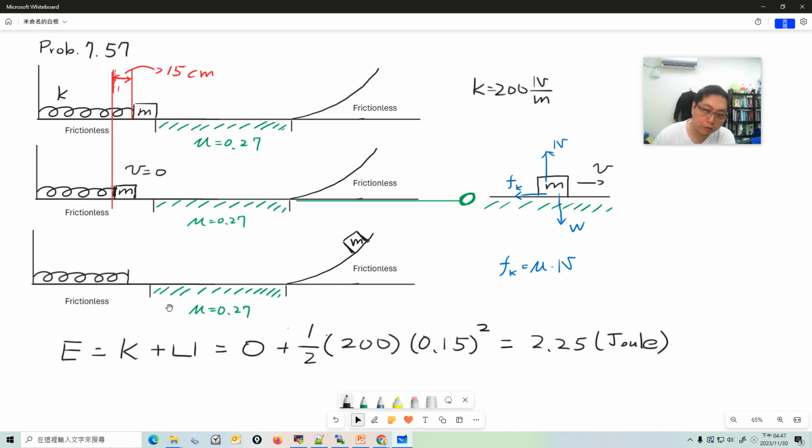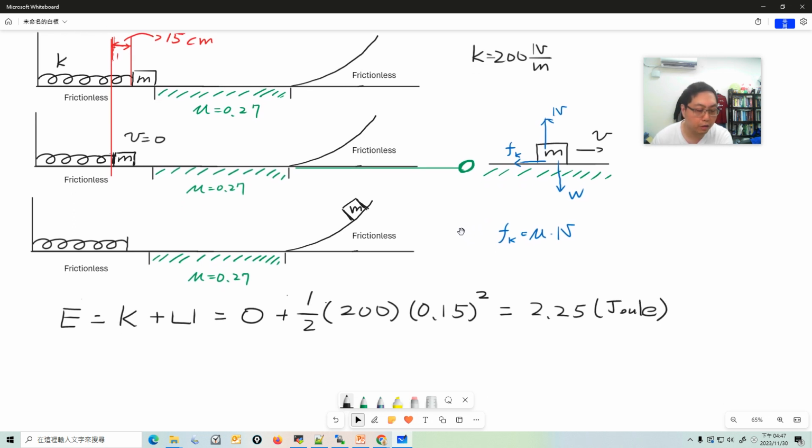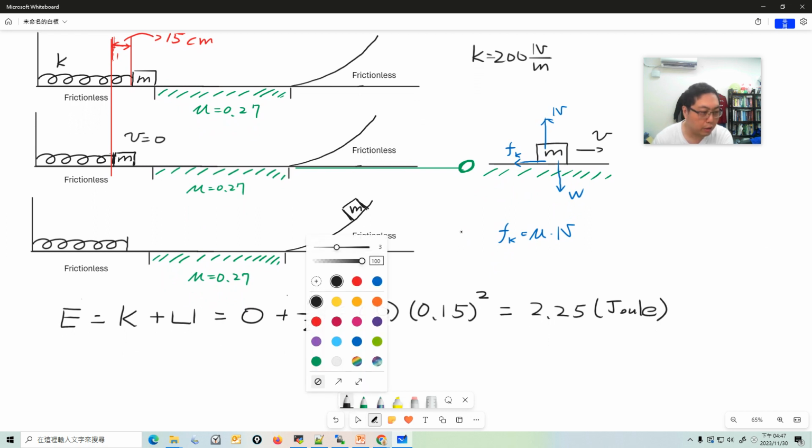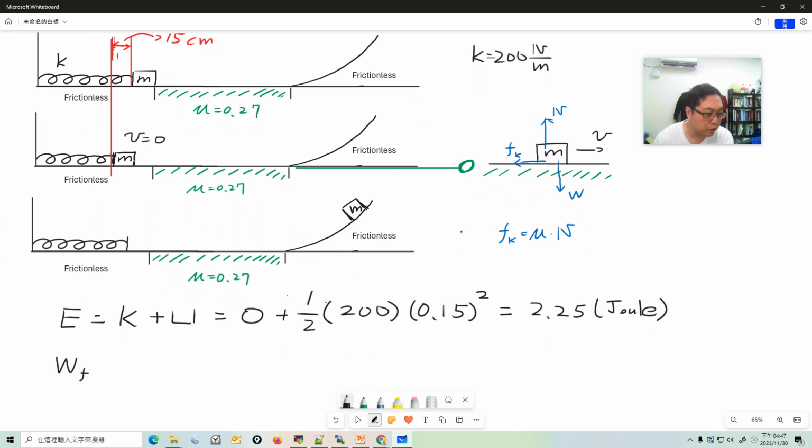Finally it will stop here, because it is a rough surface and a rough surface has friction. The work done by friction always dissipates your energy. Let's calculate the work done by the friction. What's the work done by friction? Because it always dissipates energy, it's negative, and it's the friction force times the distance.